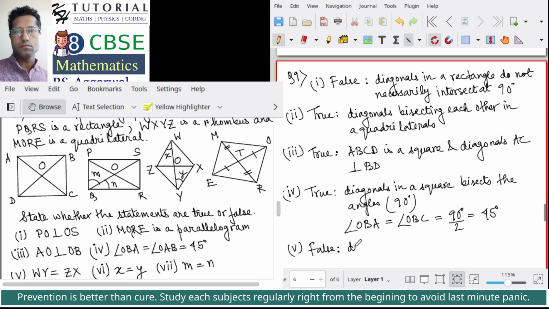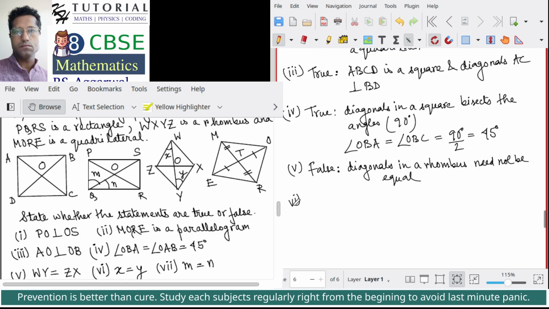Diagonals in a rhombus do not necessarily need to be equal. So false, as diagonals in a rhombus need not be equal. Okay.